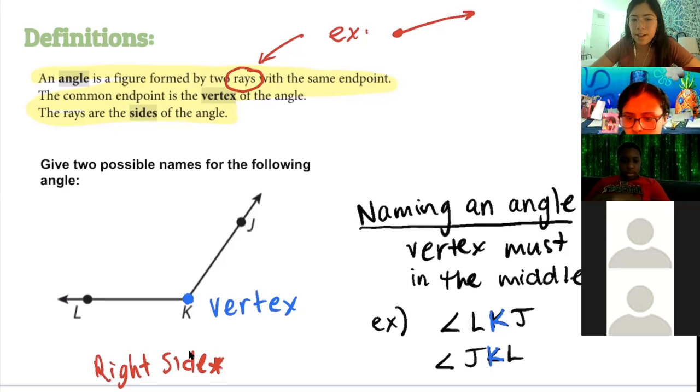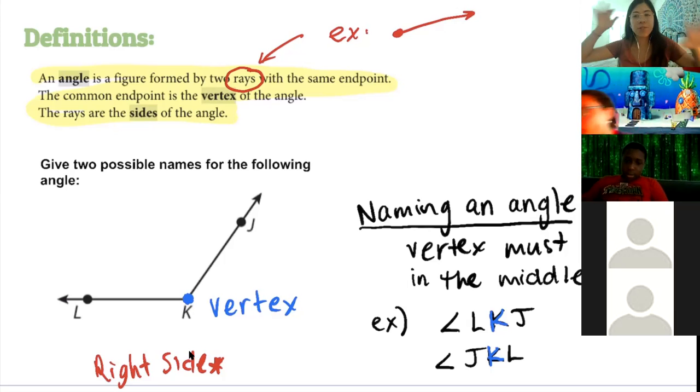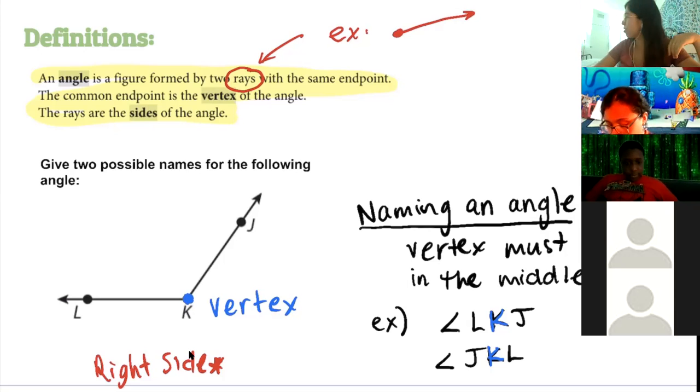Why did I write right side? Just to remind you that this part of it you can write on the right side. You guys stress out too much about left side, right side, left side, right side. Just as long as it's in your notebook and you see it and you can go back and study it, you're good. No stress.